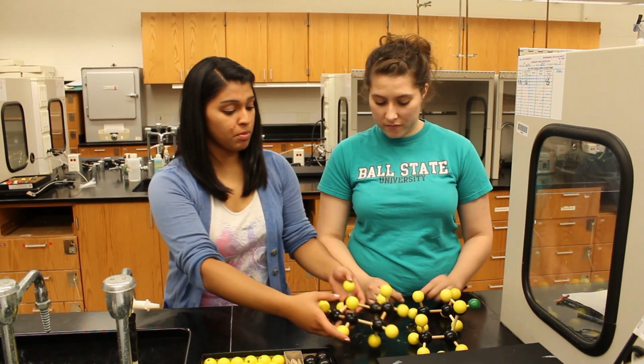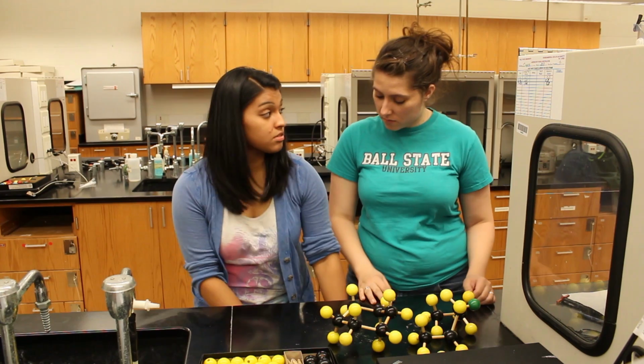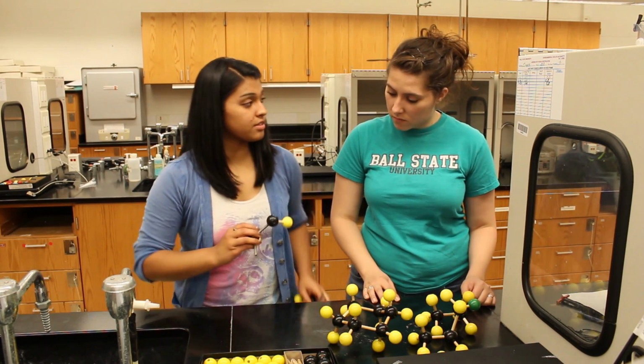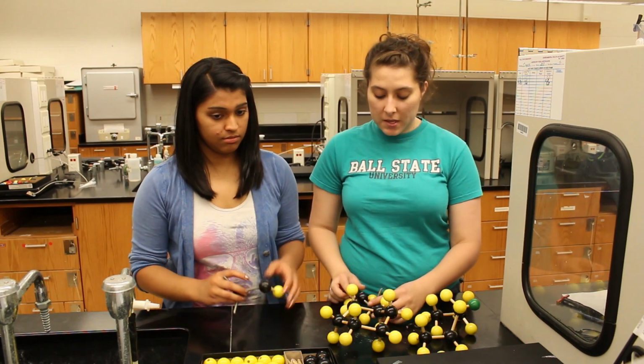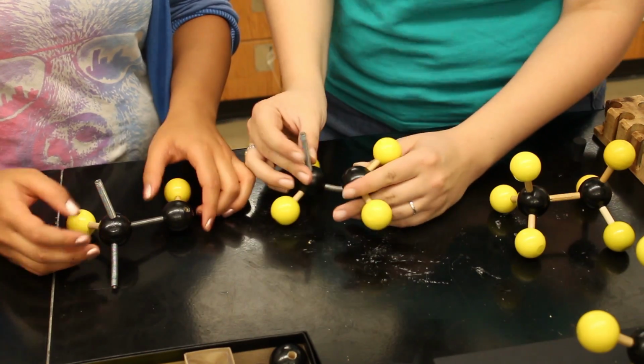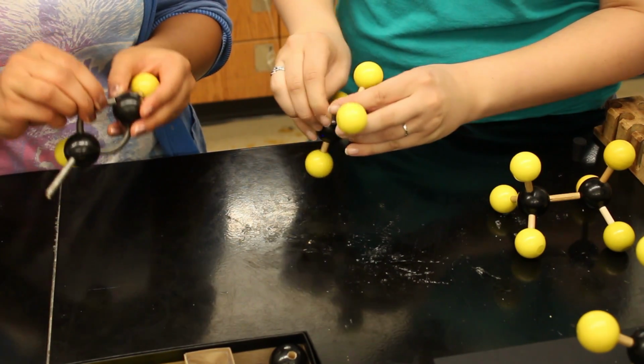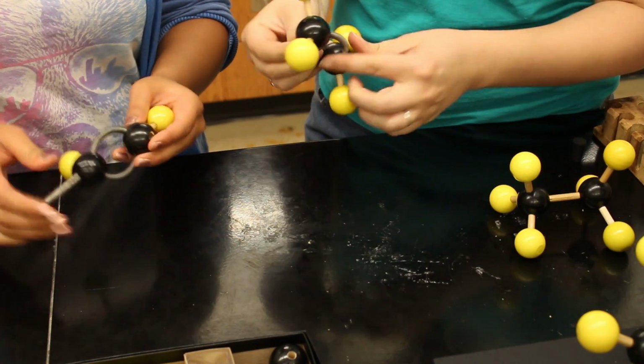In the third and fourth parts of this experiment, you'll need to make multiple bonds between carbon atoms. To do this, you'll be using springs. Now be careful when you work with the springs, because if you don't get them all the way in, they'll pop out. So you'll want to really twist them in.